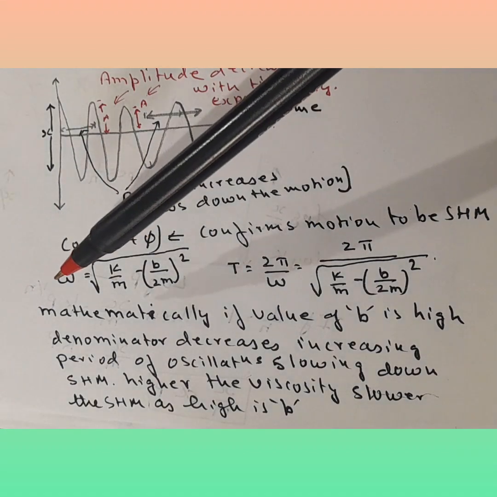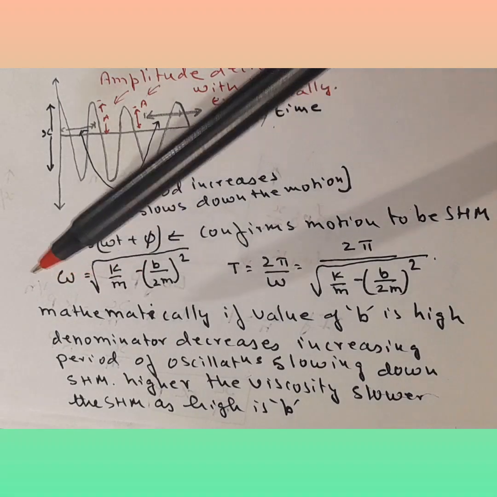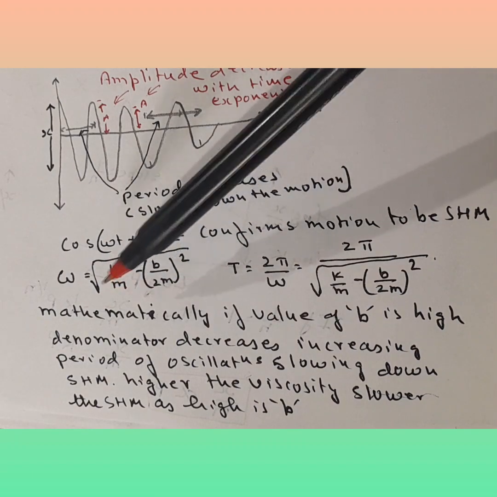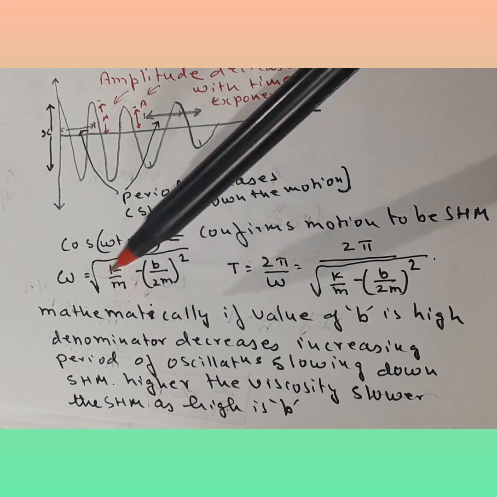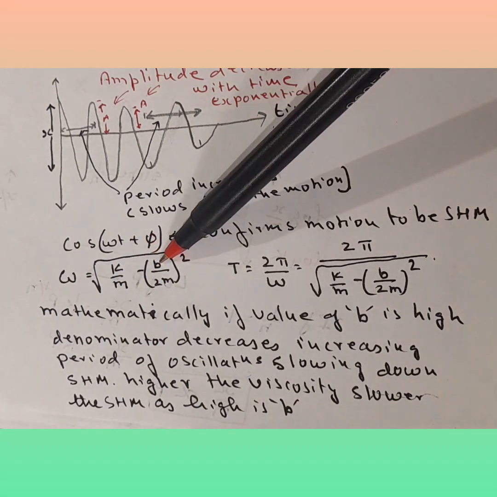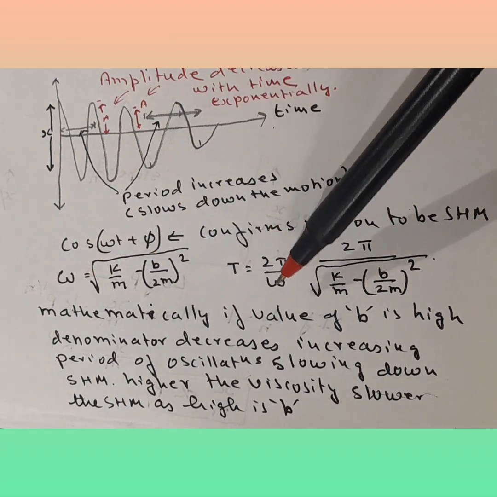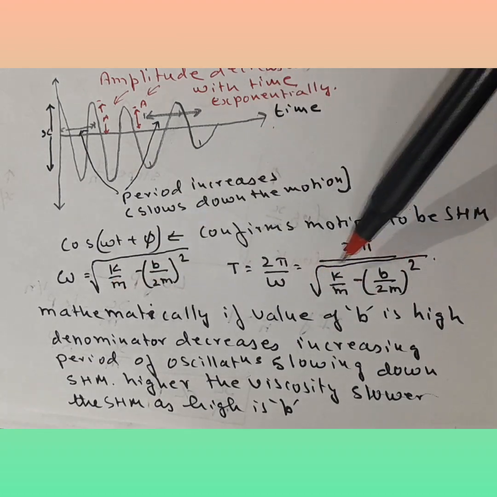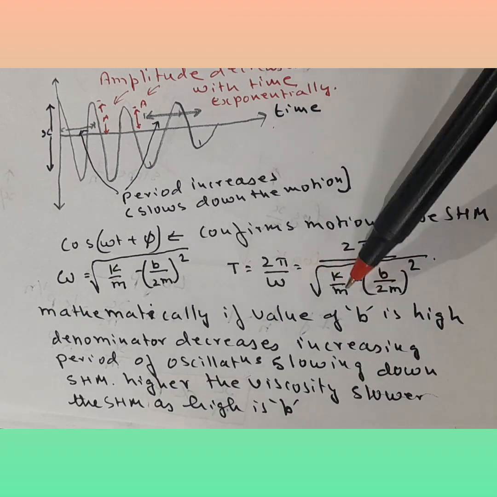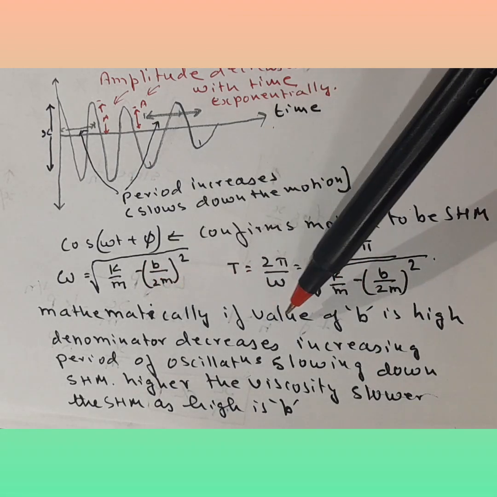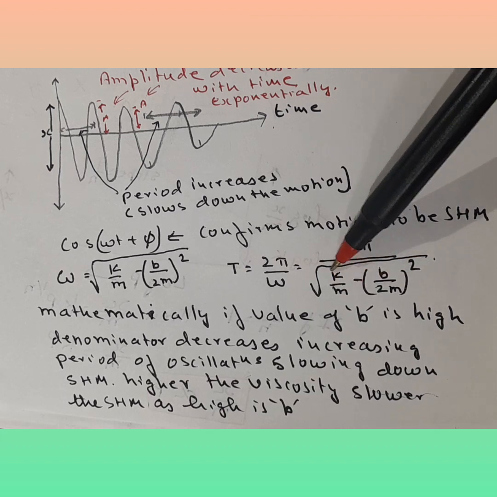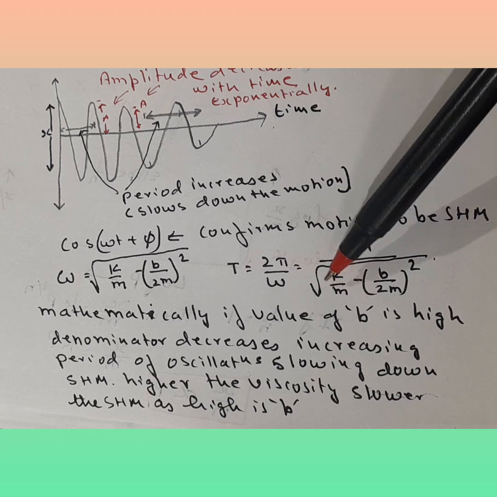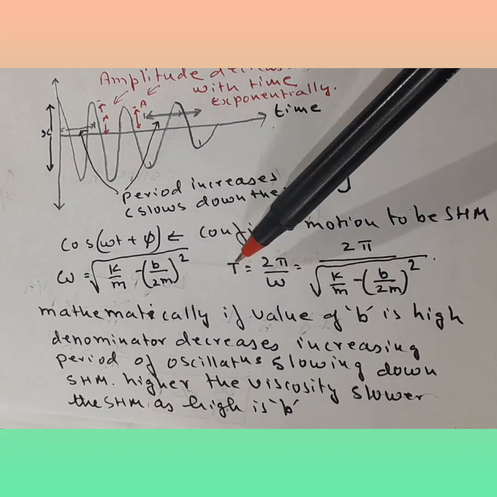On calculation, we derive that ω has this formula: ω = √((k/m) − (b/2m)²). K we know is the spring constant, m is mass, and b is the damping constant. The time period is 2π over ω, so the ω term goes in the denominator. Mathematically, if the value of b is high, the entire denominator would decrease. Why? If b is high, we subtract more from this, so the denominator reduces, and if the denominator reduces, the time period increases.